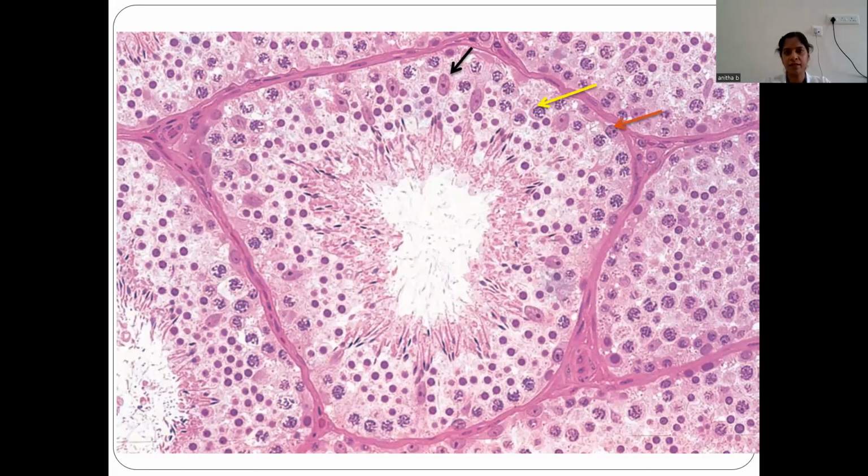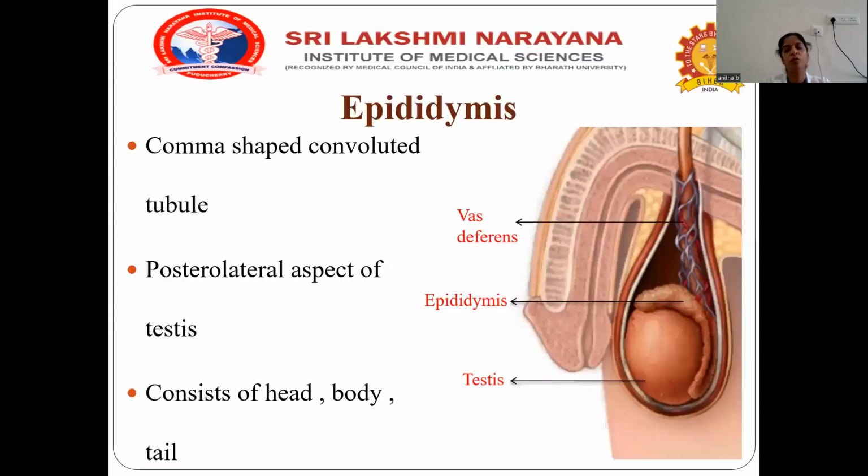Then what is the next cell? That is the spermatocytes. Mostly primary spermatocytes only we can see in sections. What is that? That is the spermatids. So what are these things? These are the spermatozoa. Good. So now you can understand. You will answer the questions now in testis. So now you know about the testis.